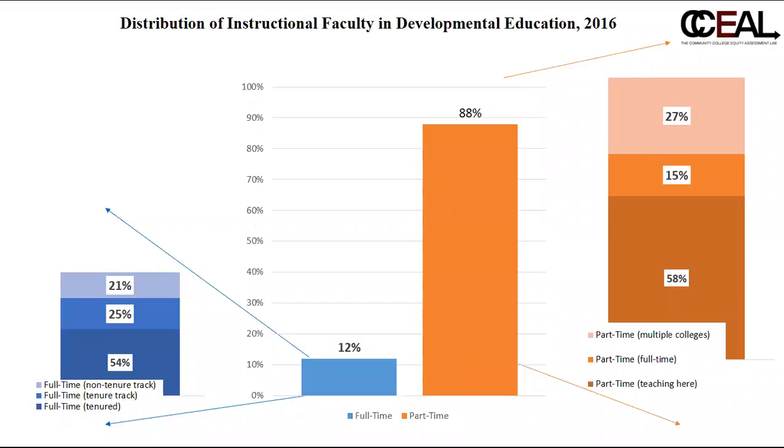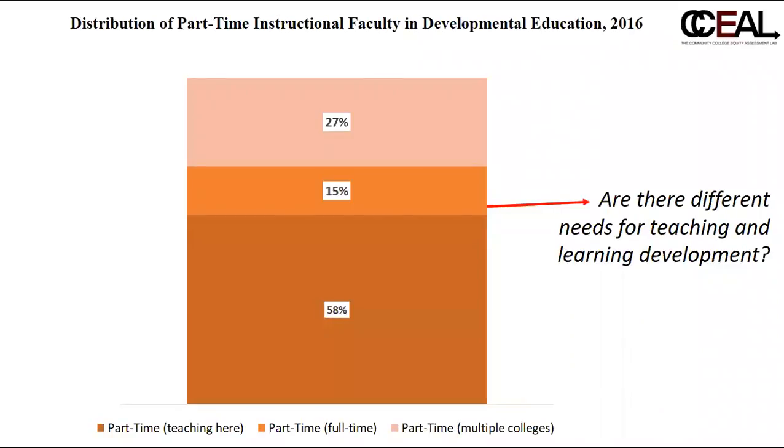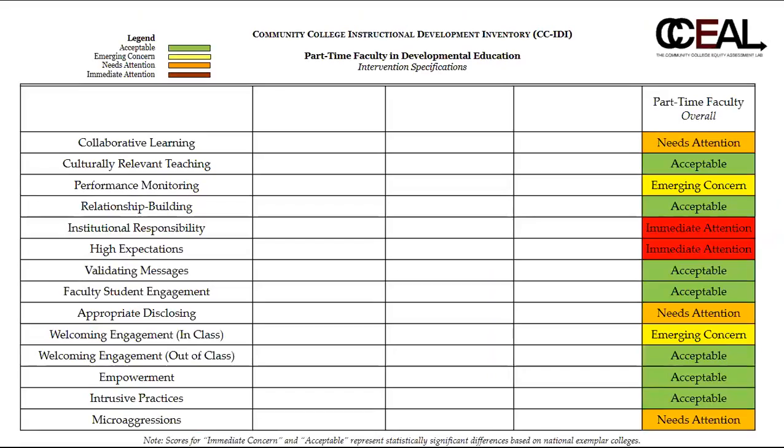So now what we're going to do is look at the right side of your screen into that 27, 15, and 58% and focus on that, because we're going to deep dive into it and ask a question that's oftentimes not asked. Are there different needs for teaching and learning and development for faculty based upon these different types of designations? And what you will find is that the answer to this is resoundingly yes. So what we're going to do is show you some more of these impact tables.